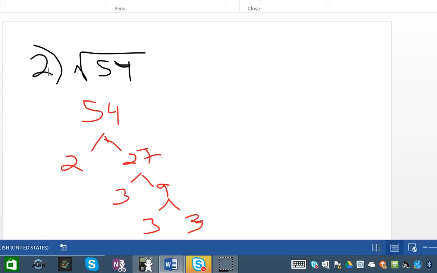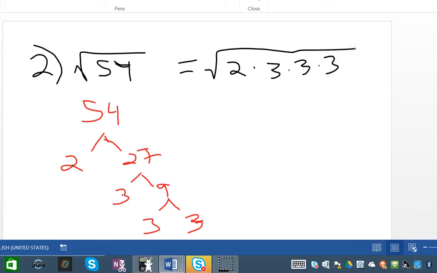Alright, so now I can say that the square root of 54 is the same thing as saying the square root of, I have 2 times 3 times 3. Okay, so now that I have rewritten this, I can go ahead and decide which numbers I can pull out of the square root. And remember, I can only pull out numbers that are pairs inside the square root. In this case, I have 2 3's. So I am going to pull out a 3 from the square root.